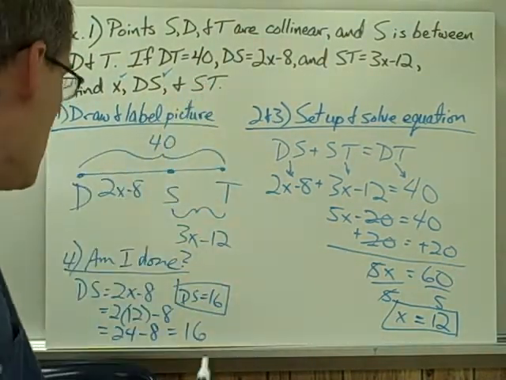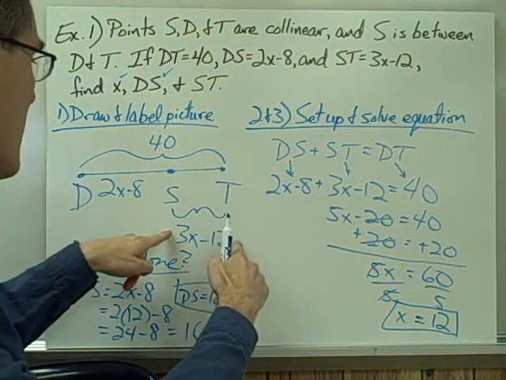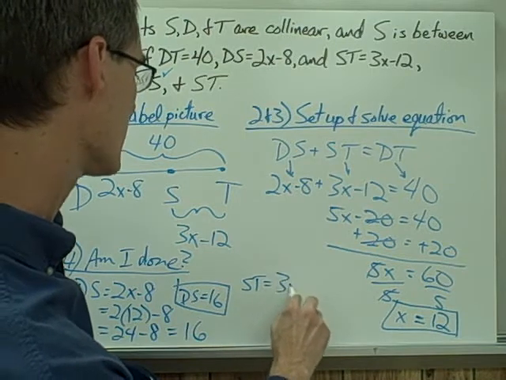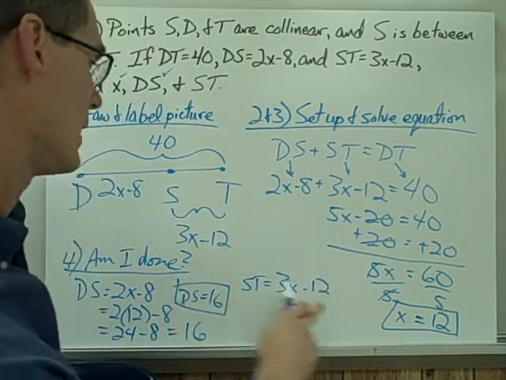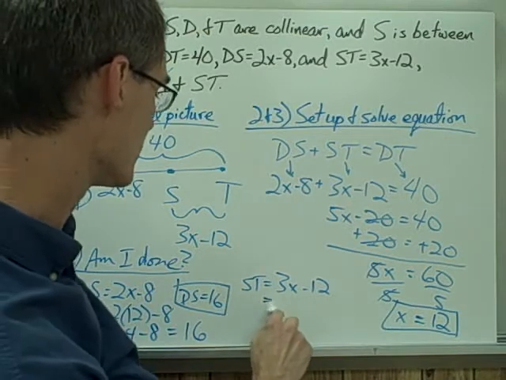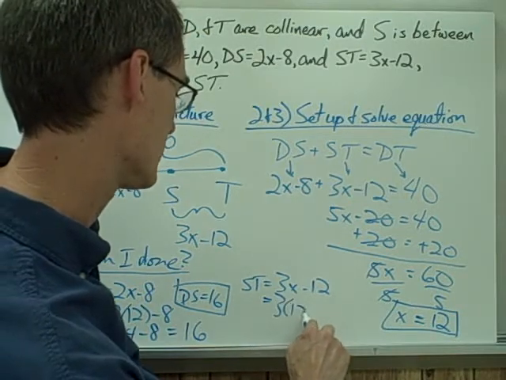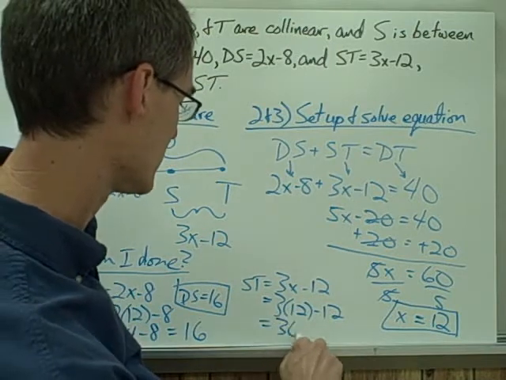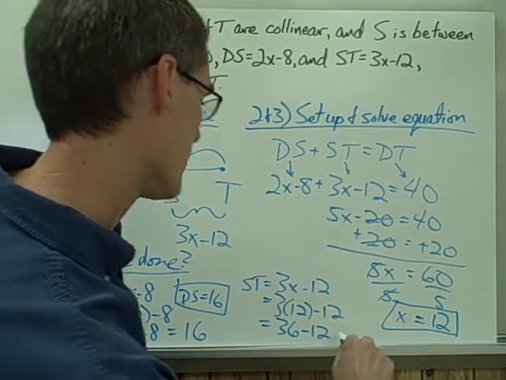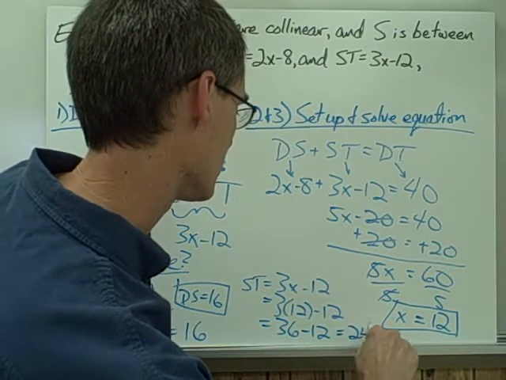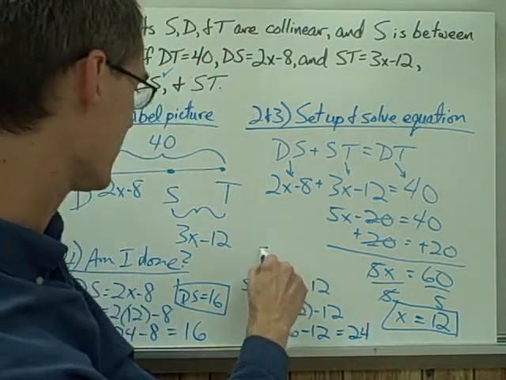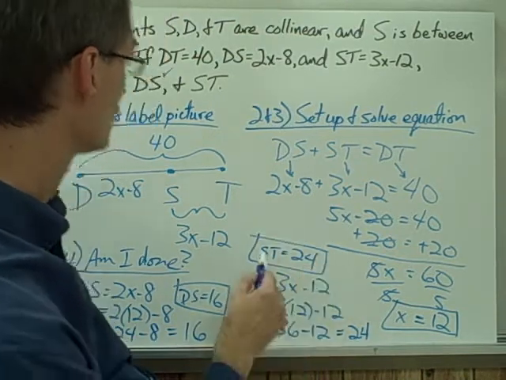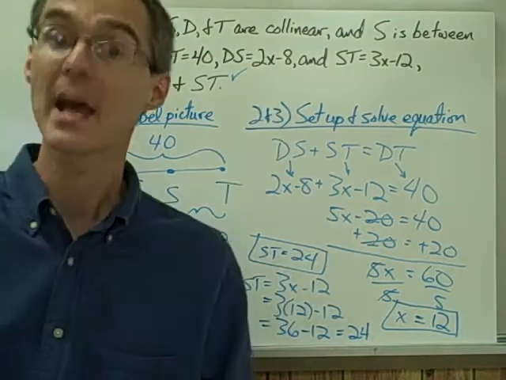I need to find ST. Well, let's see. According to my diagram, ST is 3x minus 12. And again, I know what x is, so I just substitute that in. 3 times 12 minus 12. 3 times 12 is 36 minus 12. That gives me 24. So I have ST equals 24. And now I'm done.